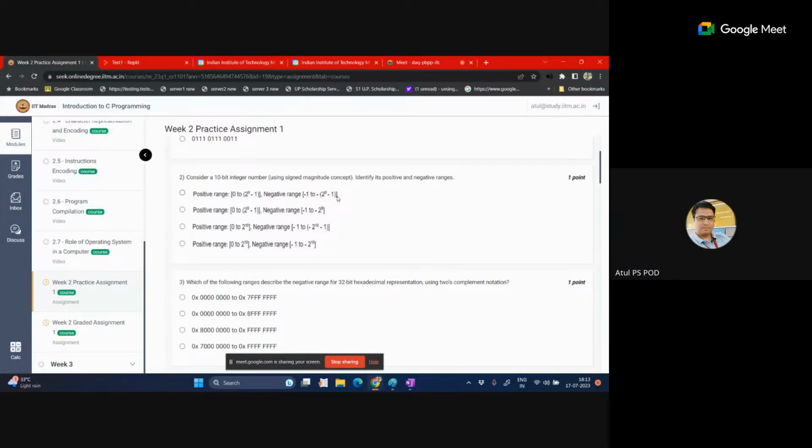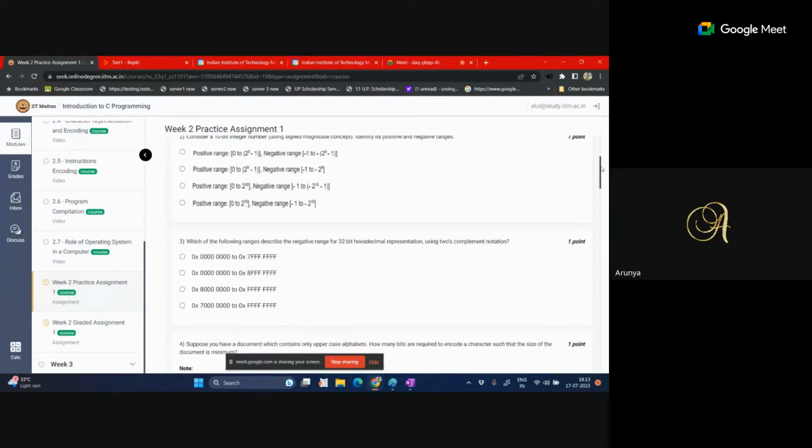Okay. So here actually we are using only signed magnitude. So we are considering only one bit for the sign, and the range will remain the same for both the positive and negative side. I was forgetting about the 2 raised to power 0. Sorry, sir. Yeah, got it.